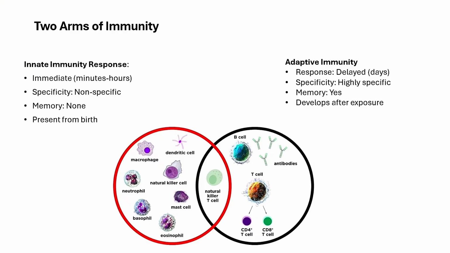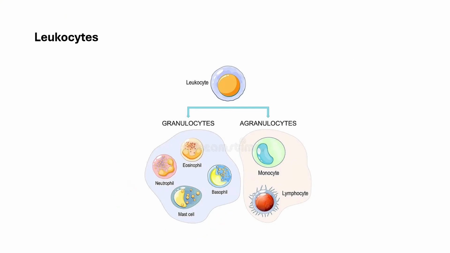On the other hand, we have the adaptive immunity. So the cells of the adaptive immunity are the B cells and T cells, and they generate a specific defense against the pathogens. And so their response is slower, and they also develop memory cells, which can later provide a better and stronger response following a subsequent exposure.